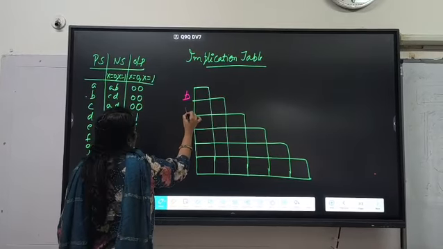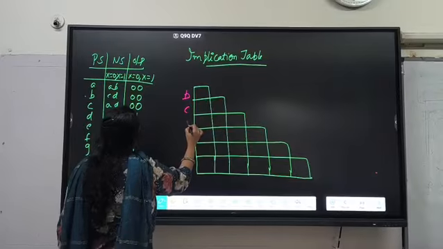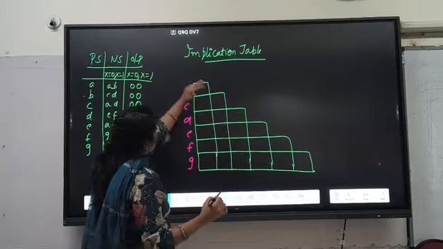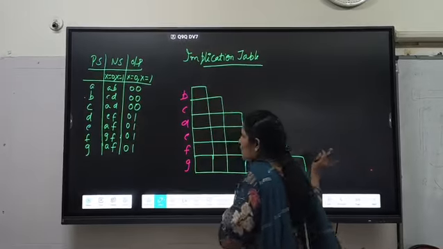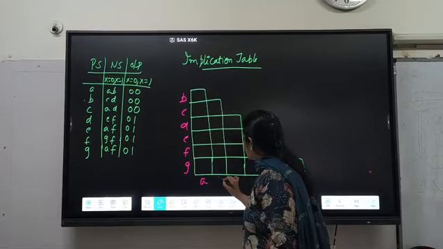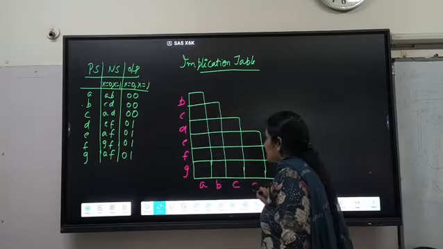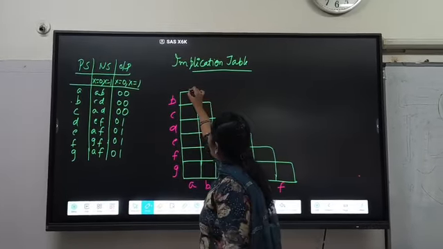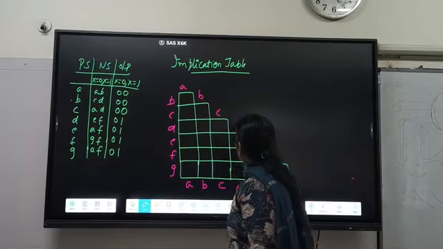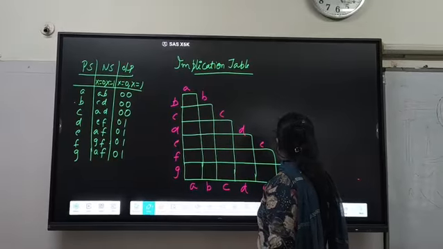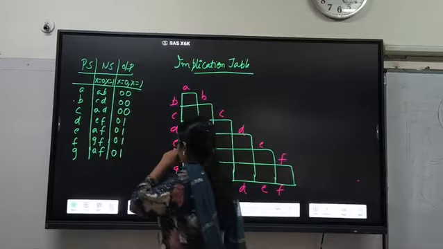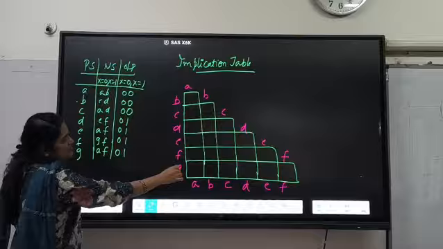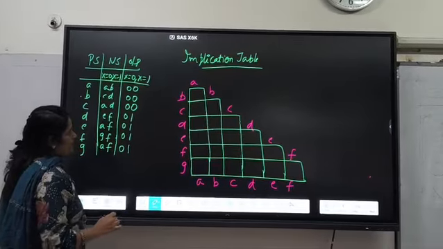I will start with the second row: B, C, D, E, F, G. So the first row is eliminated and the last column is eliminated. So the optimization starts from the initial state. You can see that. I have eliminated the first row and the last column. Now this is my implication table.